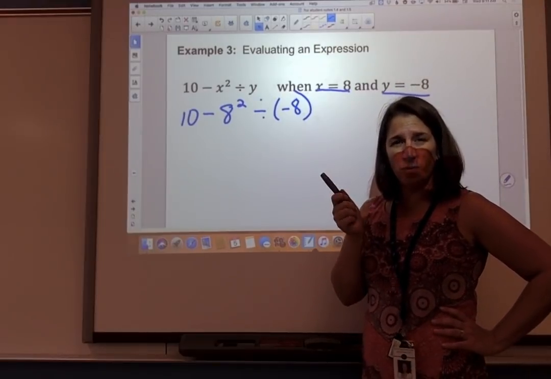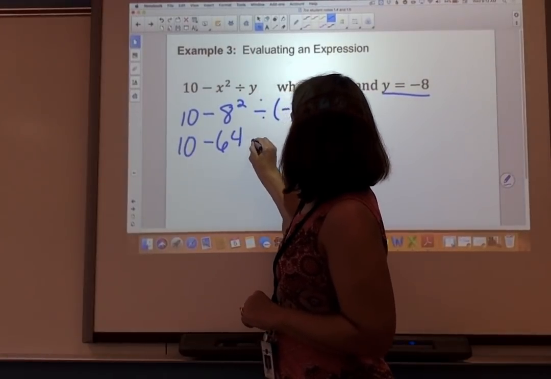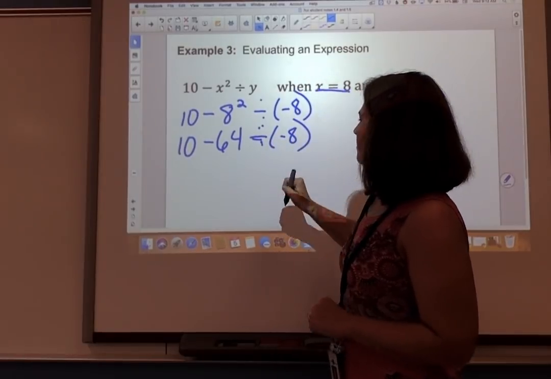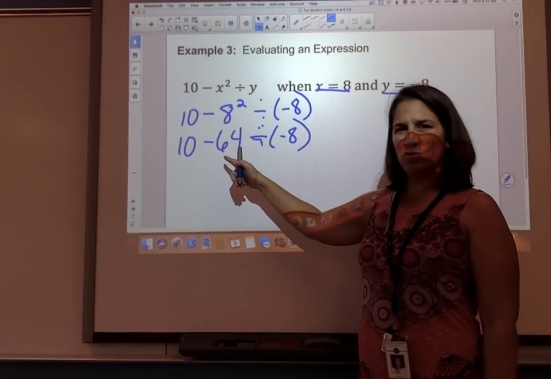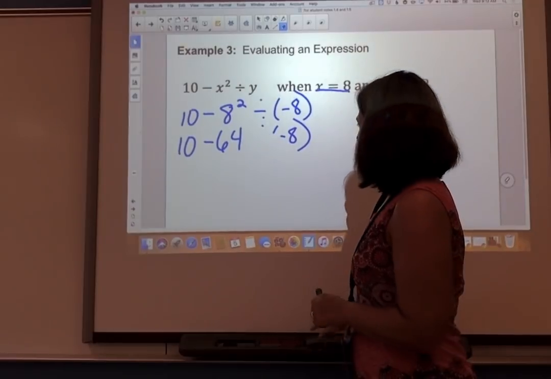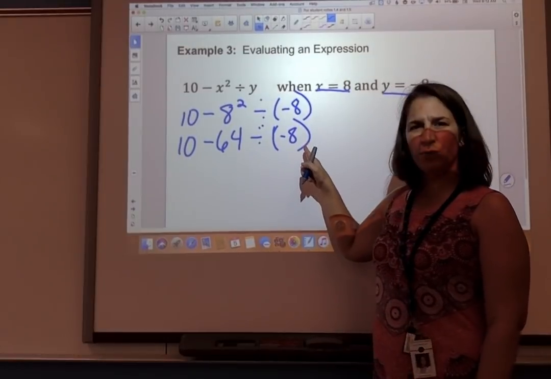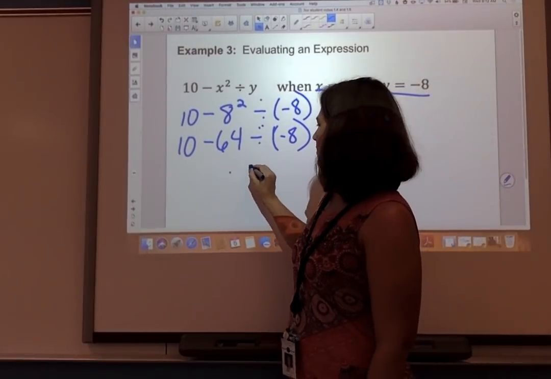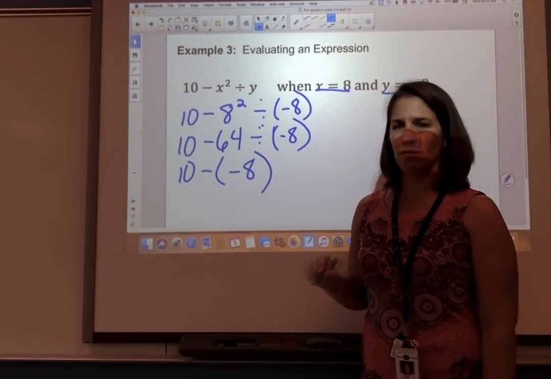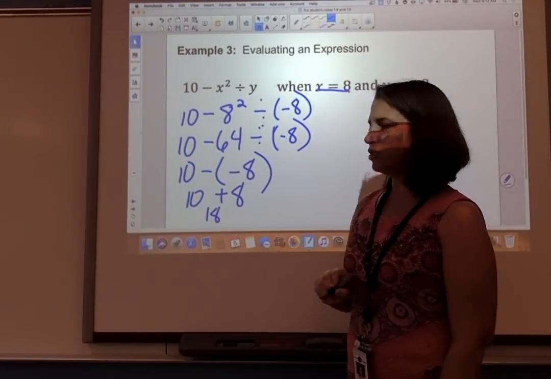Then let's think about our order of operations. We're going to do exponents before we do multiplication and division. So we'll say 10 minus 64 divided by negative 8. And then we're going to do our division before our subtraction. So 64 divided by negative 8 will be negative 8. So we have 10 minus negative 8. We can rewrite that as 10 plus 8, which is 18.